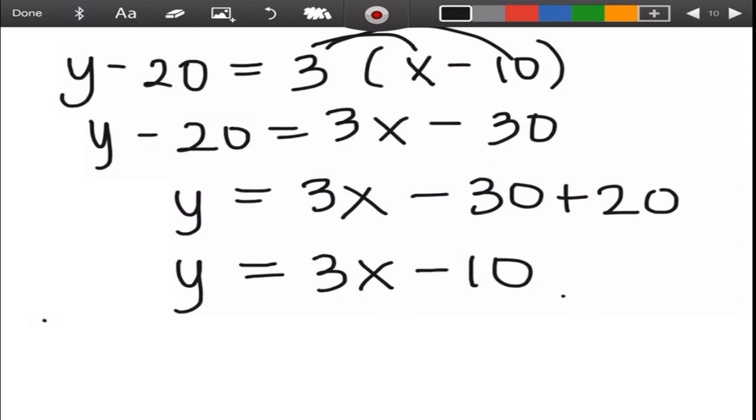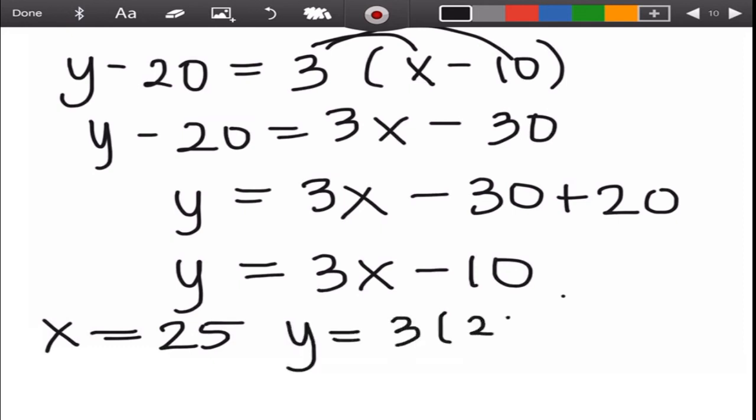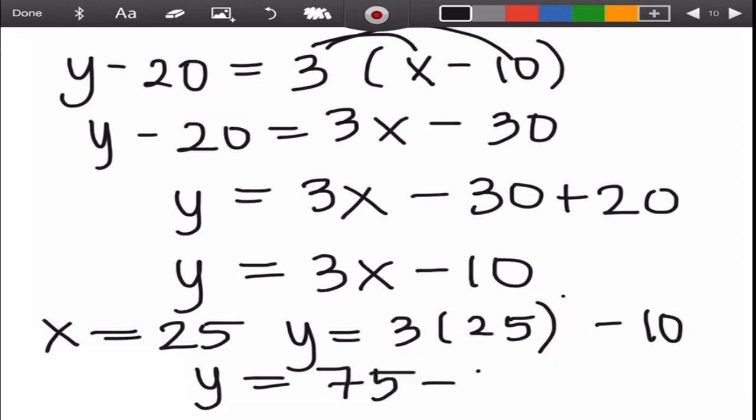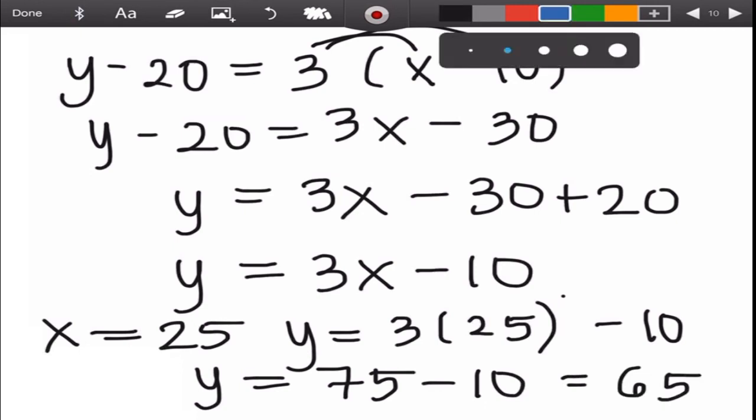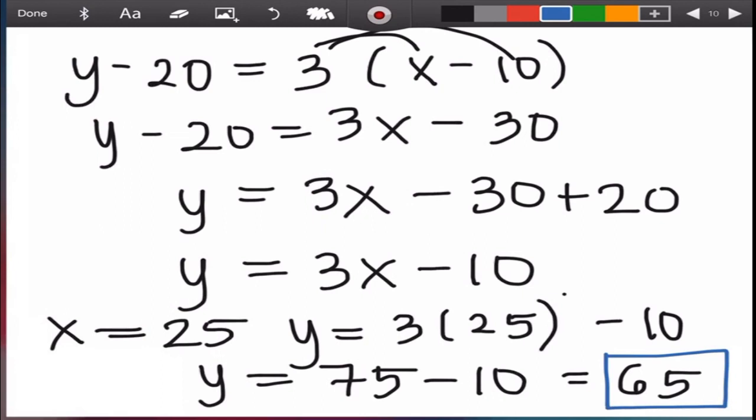Going back to the example, we need to compute the 25-kilometer ride. So x will become 25, and we will just substitute. We have y equals 3 times 25 minus 10. y equals 3 times 25, that is 75, minus 10. That will become 65. So you will pay 65 pesos for the 25-kilometer ride.